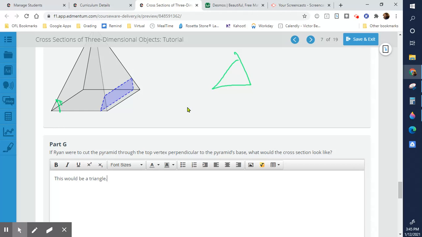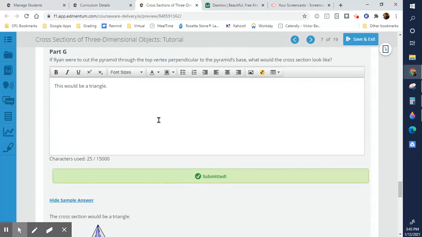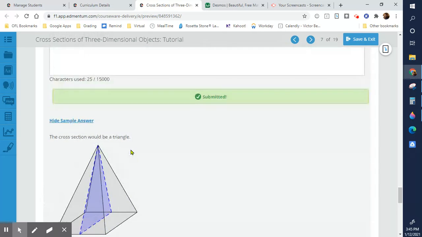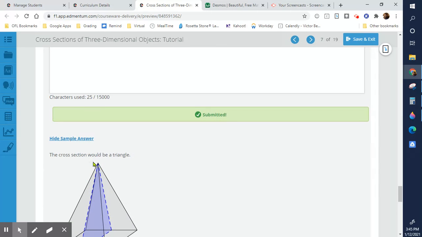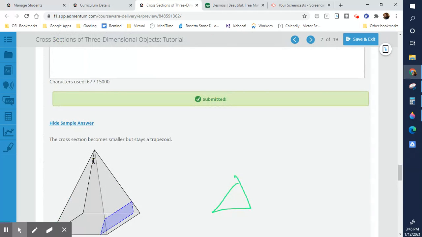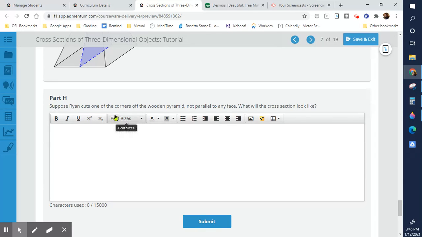Oh, I see. Well, we know it's a triangle. I don't know why it said vertex if it's doing it straight down the middle right there. That's weird. All right. Suppose he cuts off the wooden corner not parallel to any face. Oh, so this one it's because it's perpendicular.